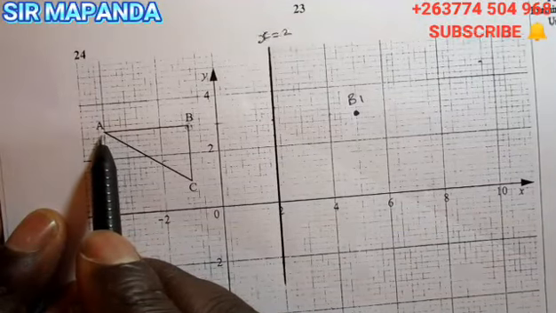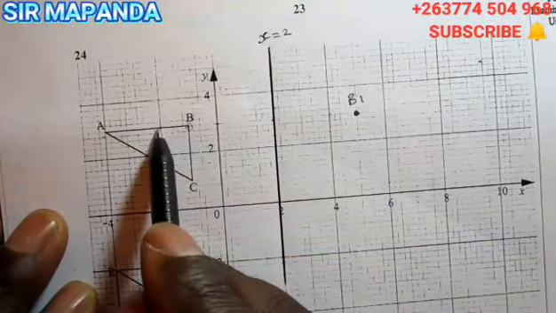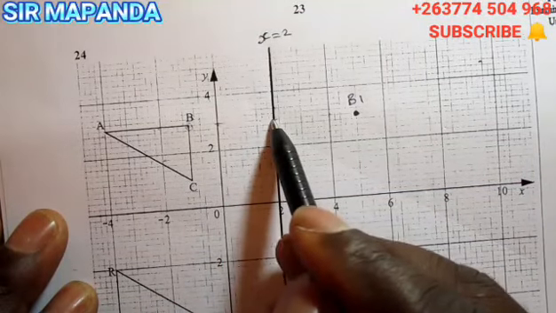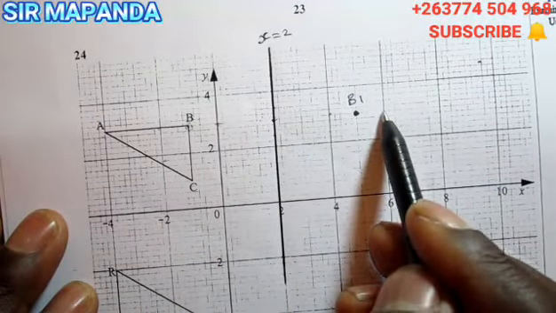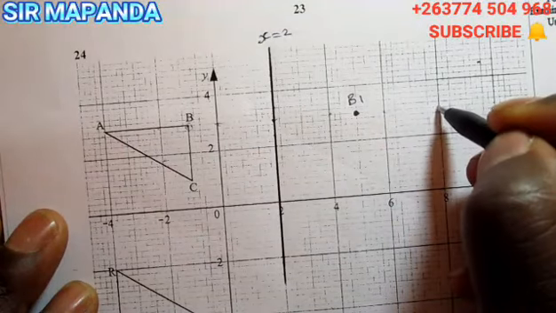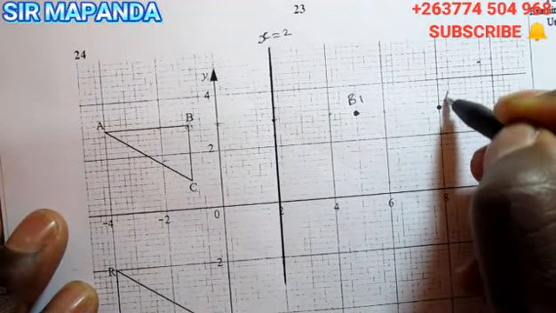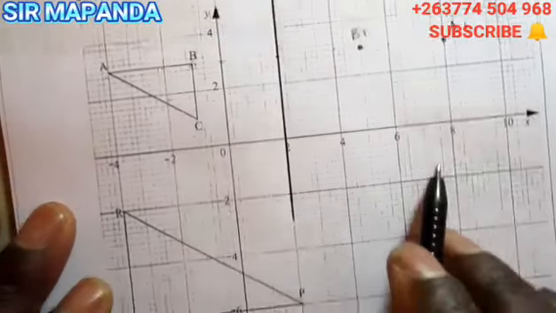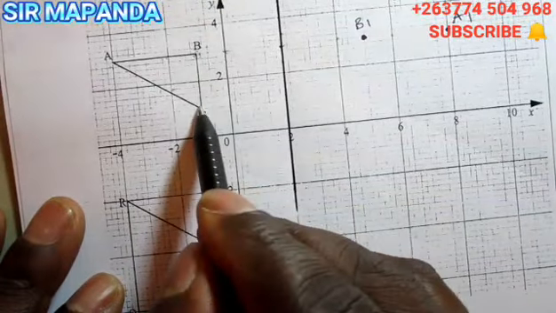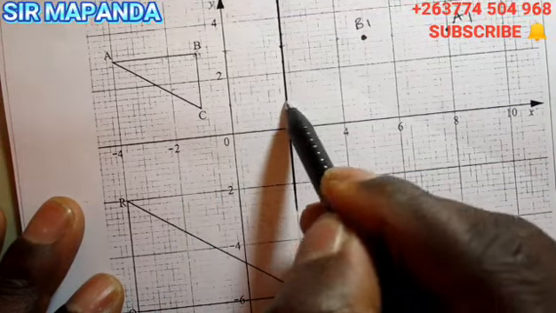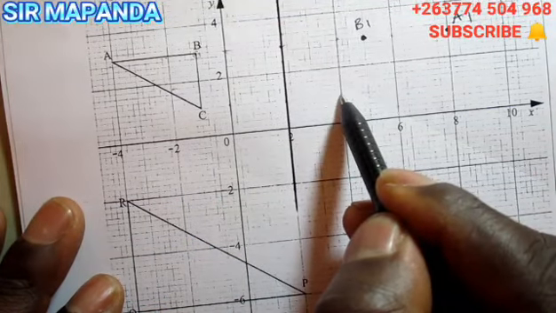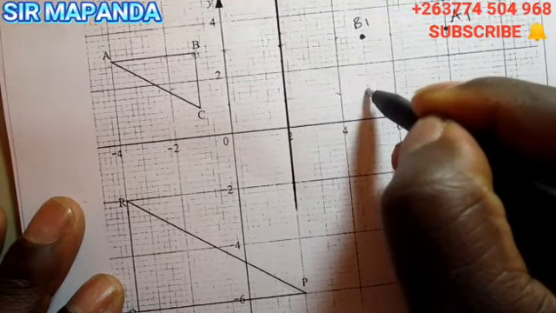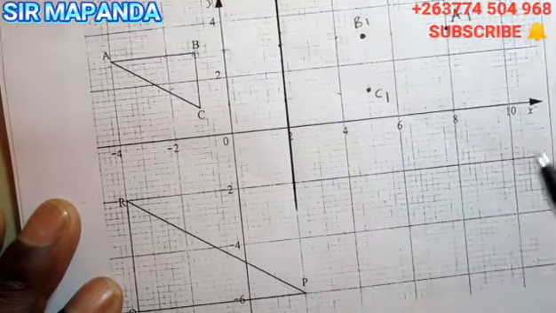Right, how many boxes from A to the middle line? 1, 2, 3 to this line. So we need to count 1, 2, 3. So this represents A1. I hope you are following, class. How many boxes from C to the middle line? Half box and a full box. So we need a full box and a half box. So this is where C1 lies. I hope you are listening.